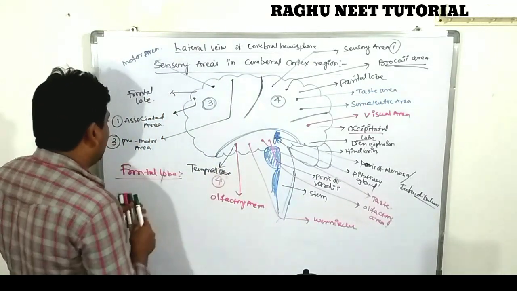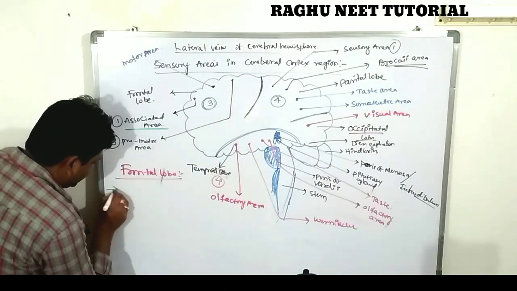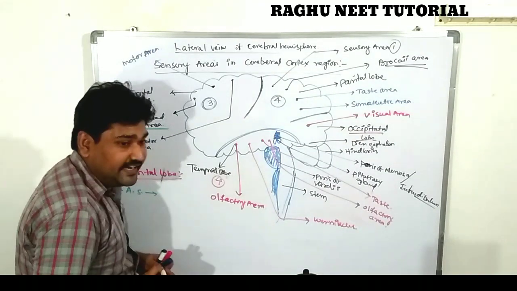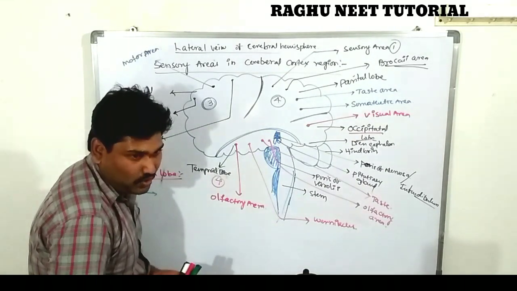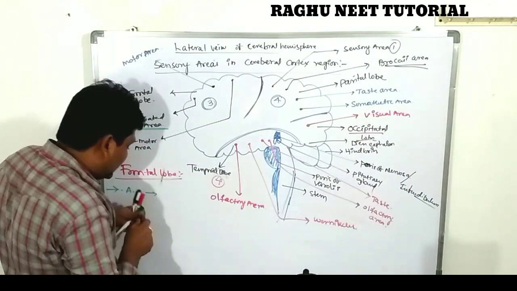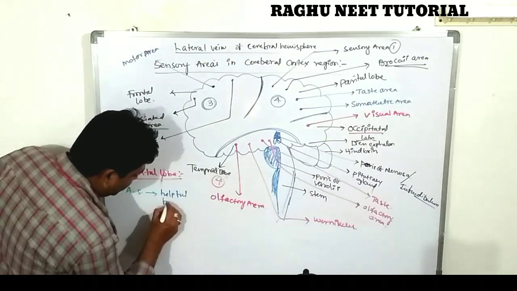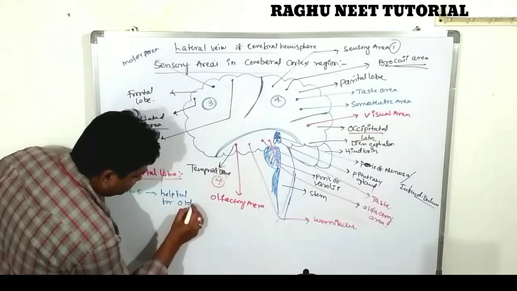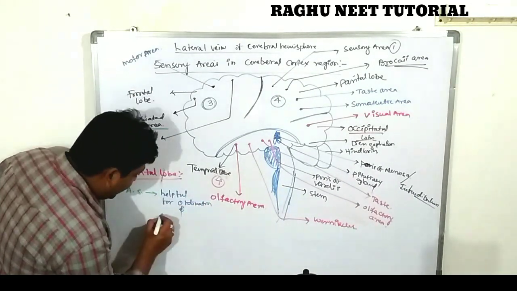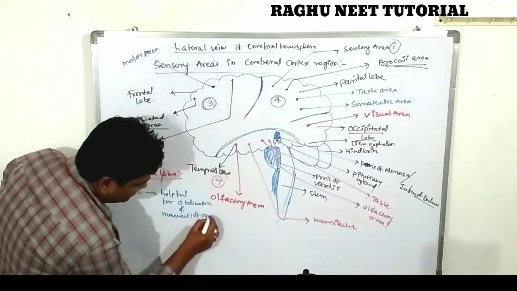First one is known as the associated area. What is that associated area? The associated area is for the coordination of the organs and movement. The associated area is helpful for coordination and movements of organs.